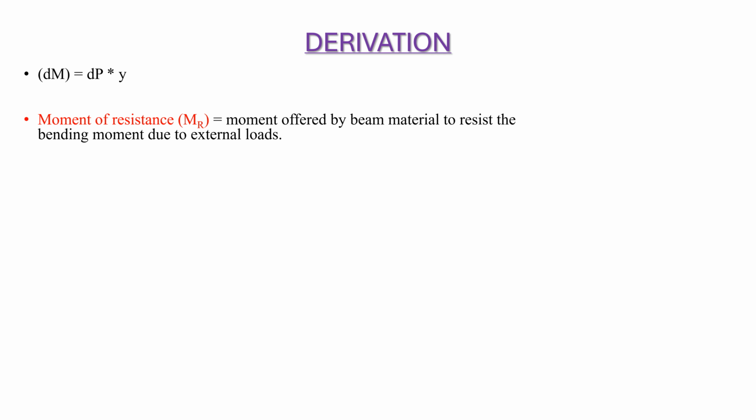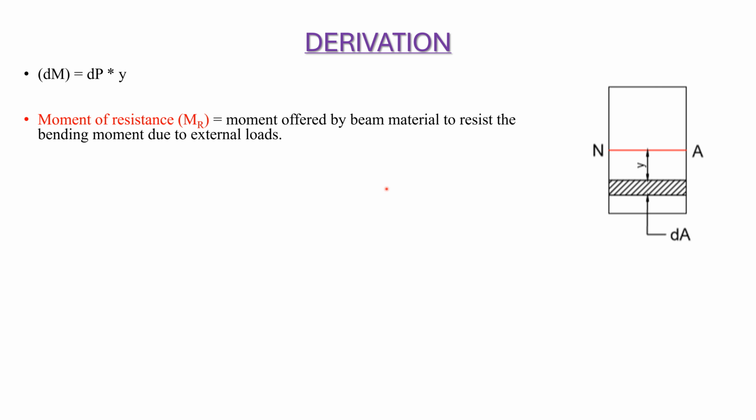Now, all such elementary moments throughout the beam will contribute to the moment of resistance, indicated by MR, which is nothing but the moment offered by the beam material to resist the bending moment due to applied external loads. So this is the cross section of the member and this is the elementary area that we have considered. Any resisting force acting on this elementary area would produce an elementary moment dM. Similarly, if I consider elementary areas throughout this member, that would together produce the moment of resistance. In order to have a combined effect of all these elementary moments, I will have to integrate this term.